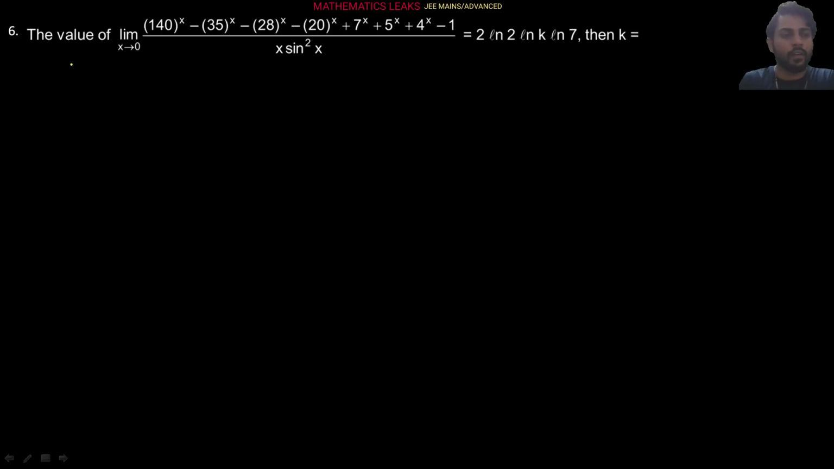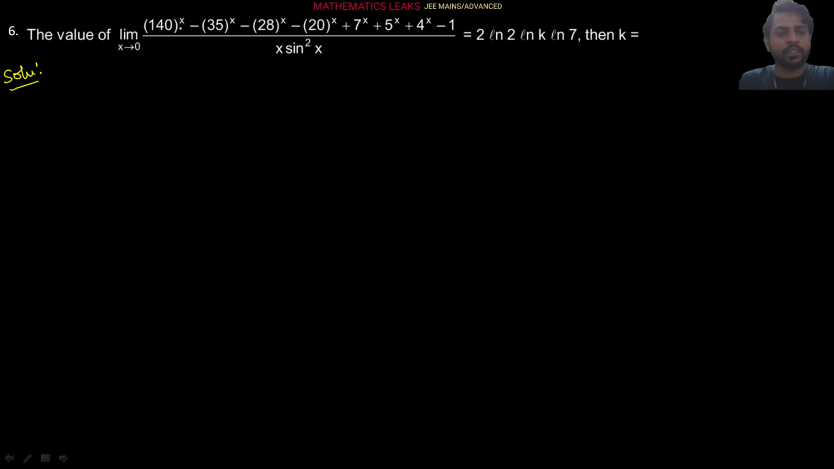Next question: the value of limit x tends to 0 of 140 to the power x minus 35 to the power x minus 28 to the power x minus 20 to the power x plus 7 to the power x plus 5 to the power x plus 4 to the power x minus 1, upon x into sine square x, is equal to 2 ln k ln 7, then k is equal to what? So let's see it.